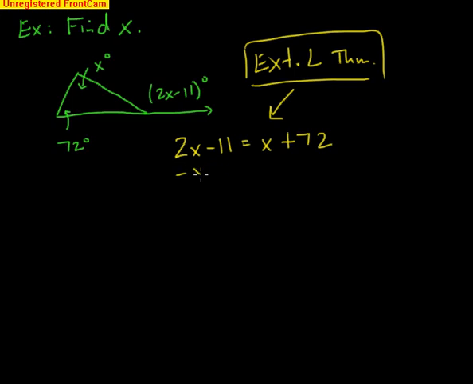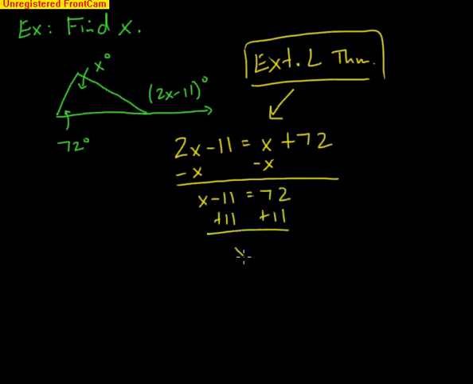And now we solve this. Subtract x on both sides. This becomes x minus 11 equals 72. And we add 11 to both sides. x equals 83. And there's the value of x. If we plug it in, this would be an 83-degree angle. This would be 2 times 83 minus 11, which would be 155. And 72 and 83 is 155. So it makes sense.